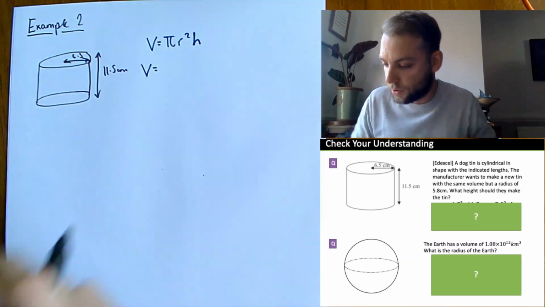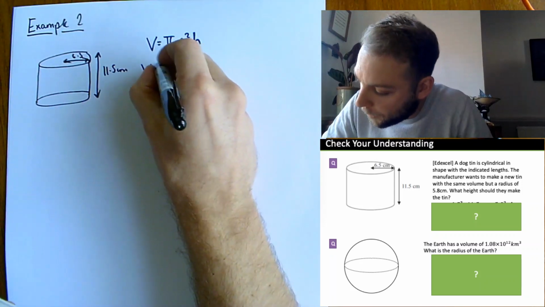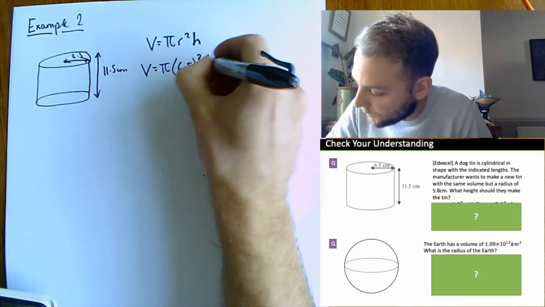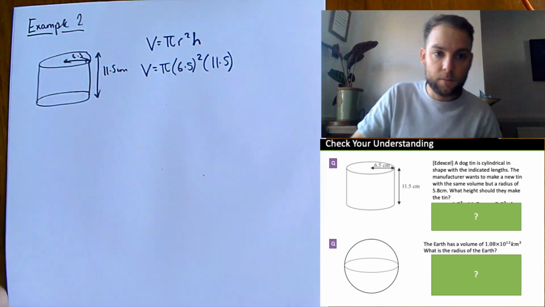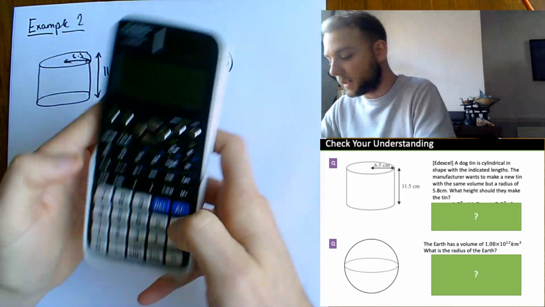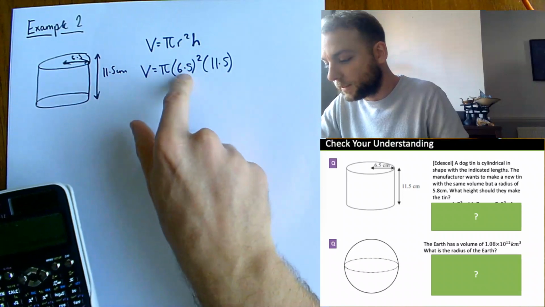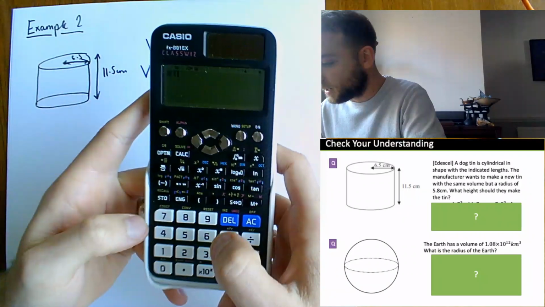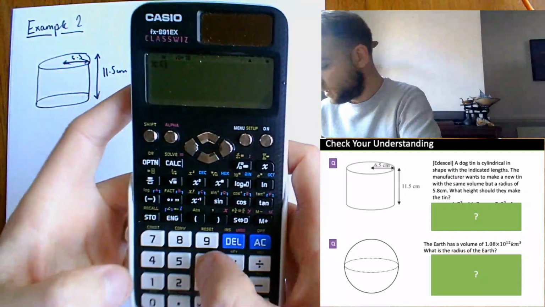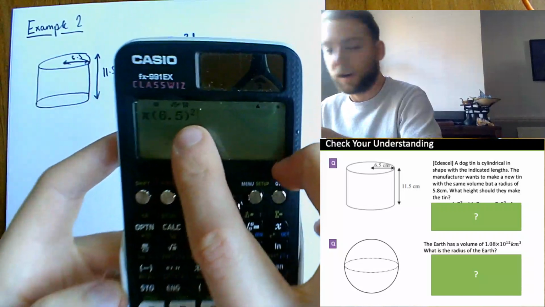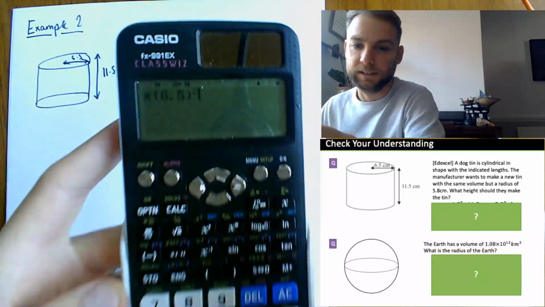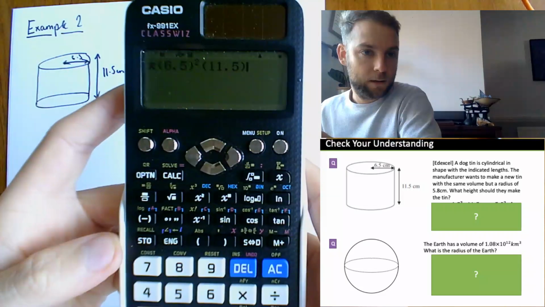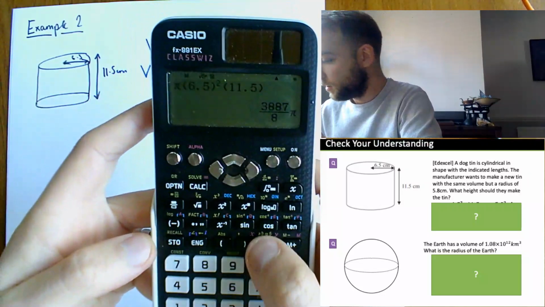So the volume is equal to pi times by 6.5 squared times by 11.5. Notice that I'm not using the times symbols here because it means I can type them straight into my calculator. Pi times by 6.5 squared times by 11.5. So shift pi times by 6.5 squared. Notice that squared is outside of that bracket, not inside. Times by 11.5, which is equal to a big number in pi.